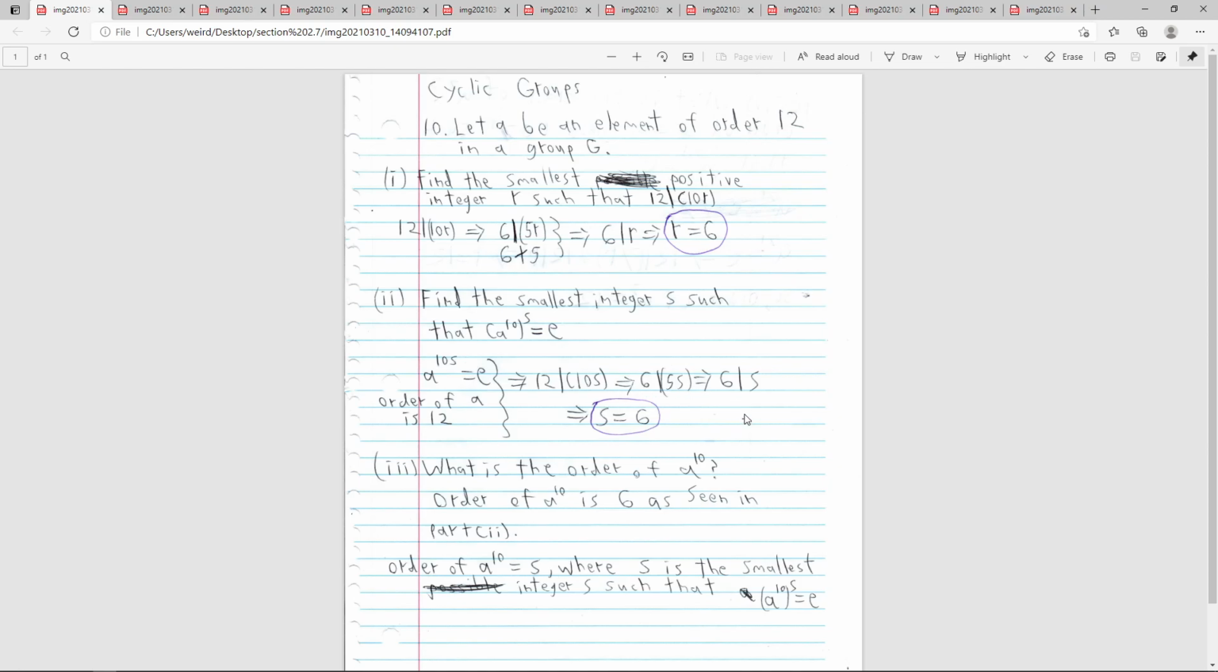What is the order of a to the 10? The order of a to the 10 is 6, as seen in part 2. The order of a to the 10 equals s, where s is the smallest integer such that a to the 10 to the s power equals e. That's the order of a power of it.